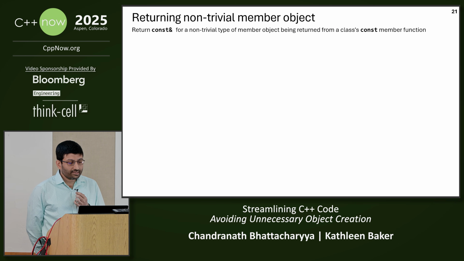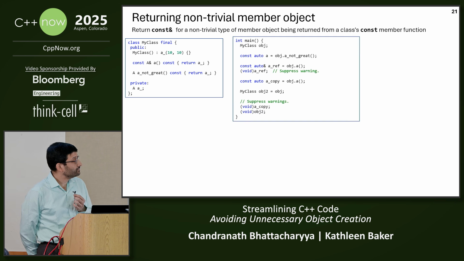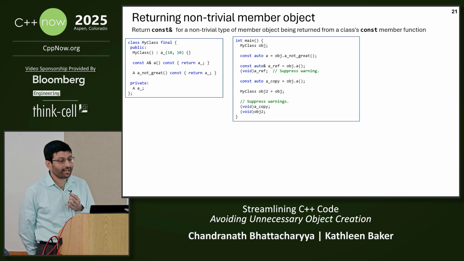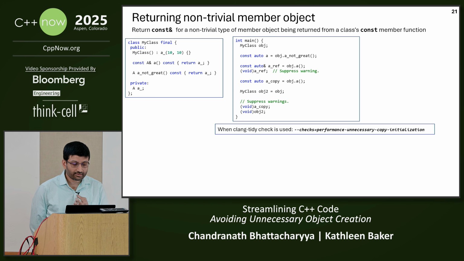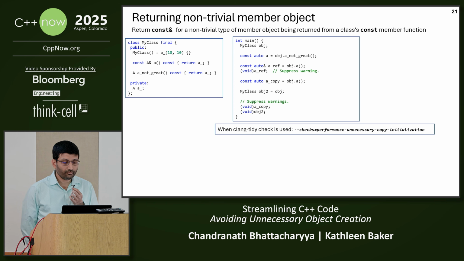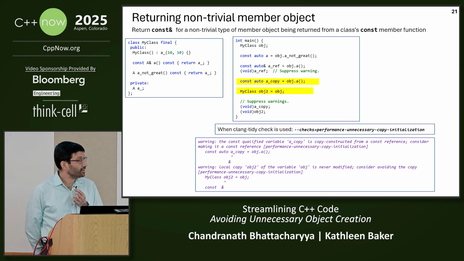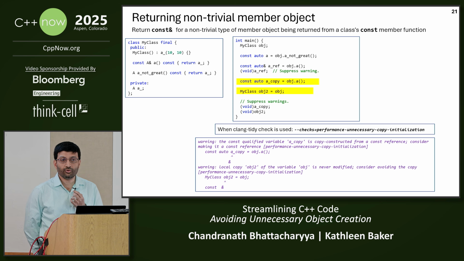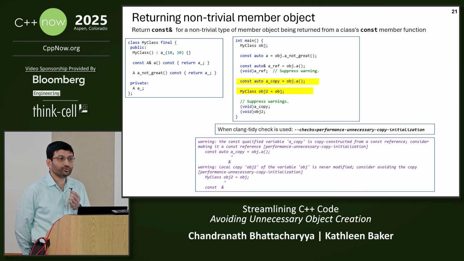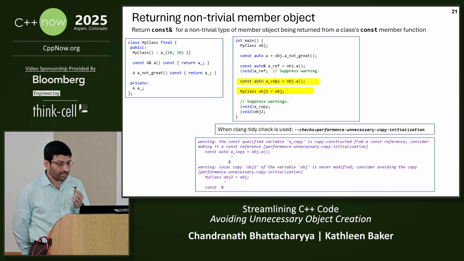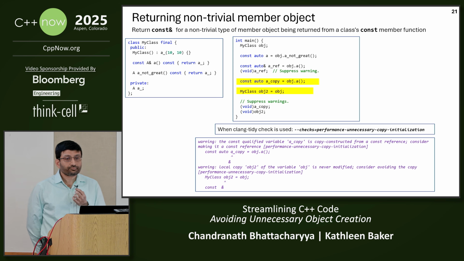Okay, so let's take the same example, remove some print statements, and then add a little bit more code. And then try out a new clang-tidy check, performance-unnecessary-copy-initialization. Let's see what it says. As you can see, it actually points out these two places in the code which can be optimized. In both of these cases, you can actually use a const reference instead. So this is a good check to use.